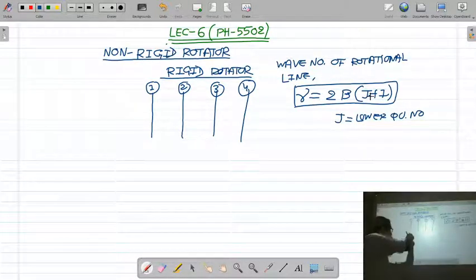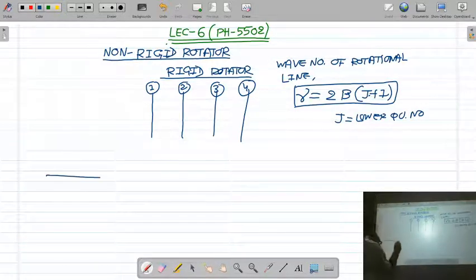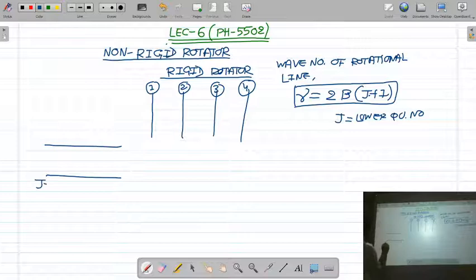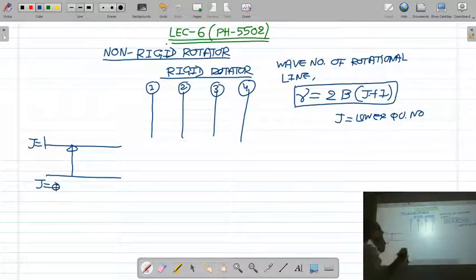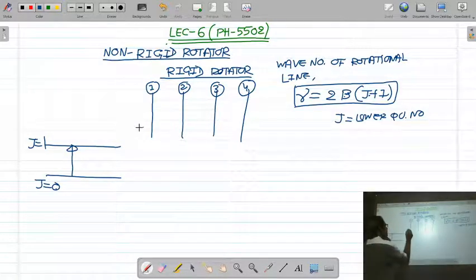Now, how do you get the first rotational line? When the molecule makes a transition from J is equal to 0 level to J is equal to 1 level, you will get the first rotational line of the molecular spectra. For the first rotational line, the lower quantum number is 0. So if you put J is equal to 0 here, the wave number of the first rotational line will be 2B (0 plus 1), that is 2B.